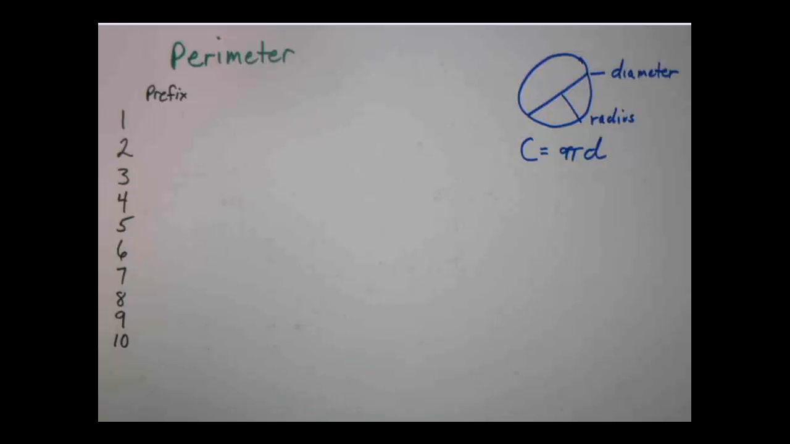Circumference is the outside of a circle, or the distance around a circle. Radius is halfway, and diameter is clear across from one side of the circle to another.